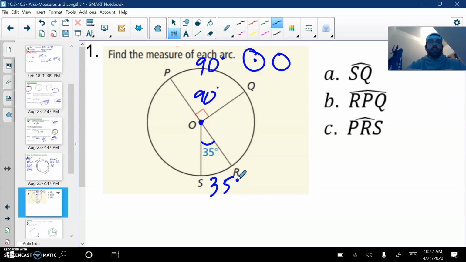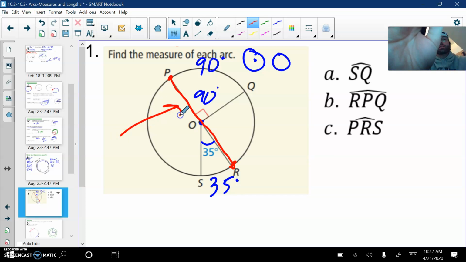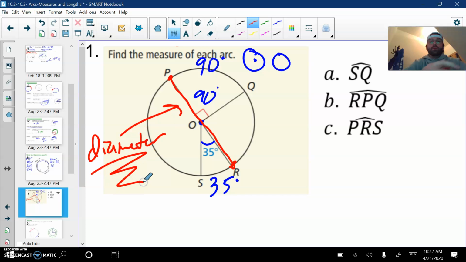If O is the center of my circle, then this segment, P to R, since it starts on one side of the circle, goes through the center, and goes through another side like that, this is a diameter. P to R is our diameter. SO is considered a radius. SO cannot be considered a diameter because it starts on one endpoint and only goes to the center. It doesn't continue on to here. I cannot say SOQ is a diameter because it's not one continuous line. It's 2 radii connected.